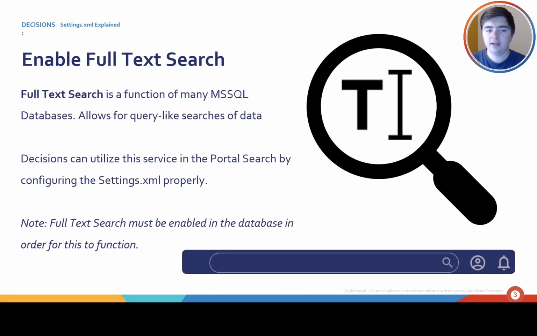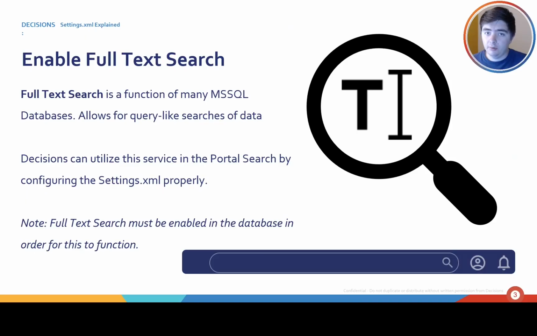Full text search is a function of many MS SQL databases and it allows for query-like searches of data. Decisions can utilize this same service in the Decisions portal search if you configure this Settings XML property. I do want to note, because Decisions is utilizing the full text search capabilities, the database must already have full text search functionality enabled in order for Decisions to utilize it. I'll go over how to make sure that Decisions can utilize this in just a moment.